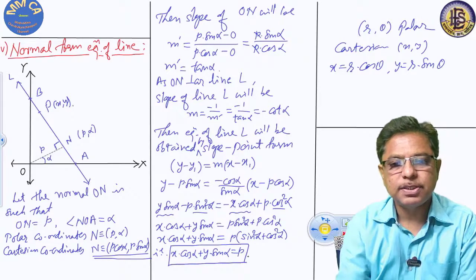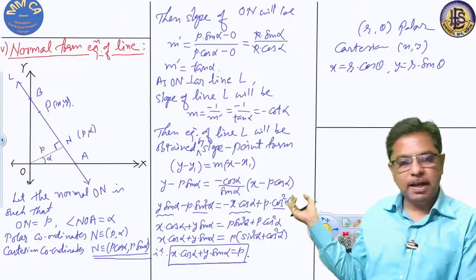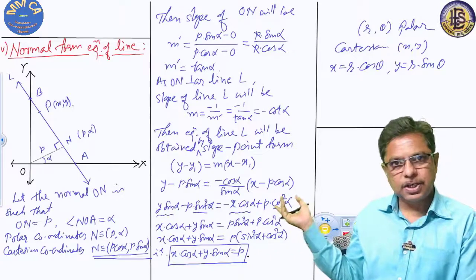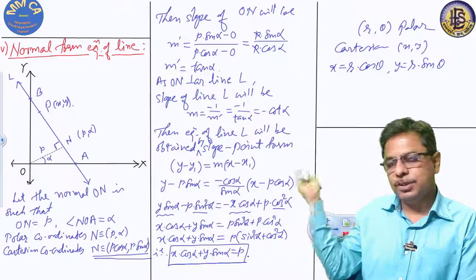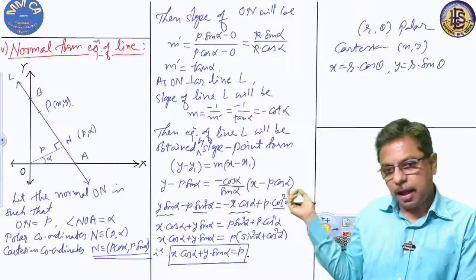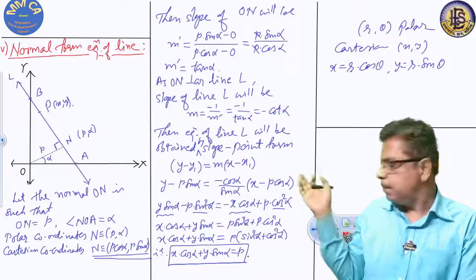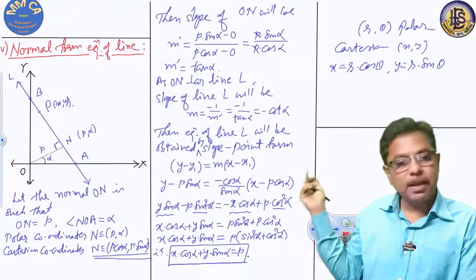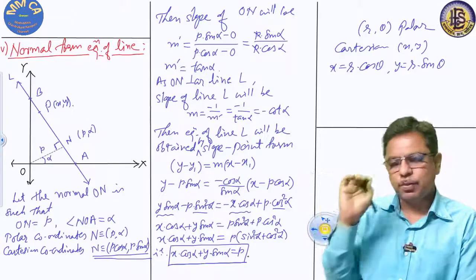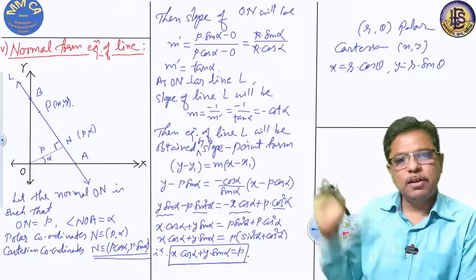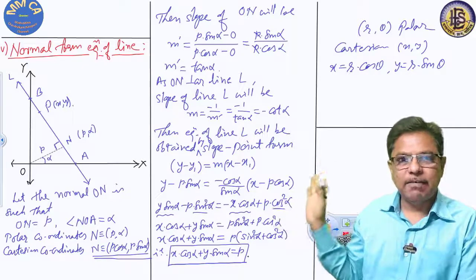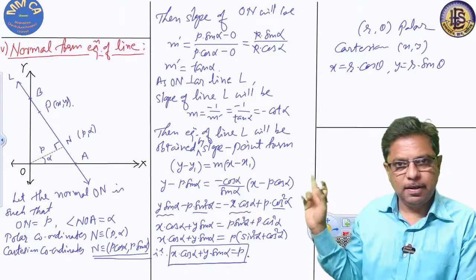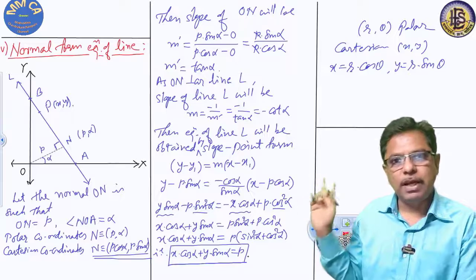See what are the terms occurring in this equation. x and y, they are the standard variables, coordinates of general points. Alpha and p. What is alpha and p? Alpha is the angle made by normal with positive direction of x-axis in the diagram, and p is the length of the normal. So if these two things are known, we can easily write the equation of line. So this is called as normal form equation of line.